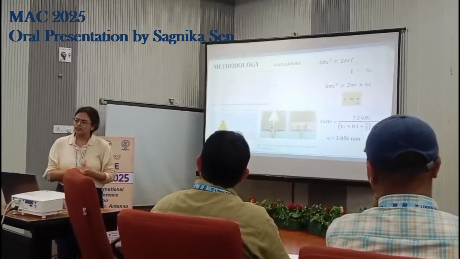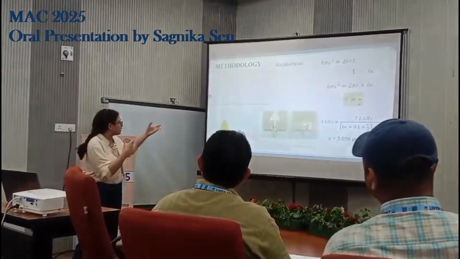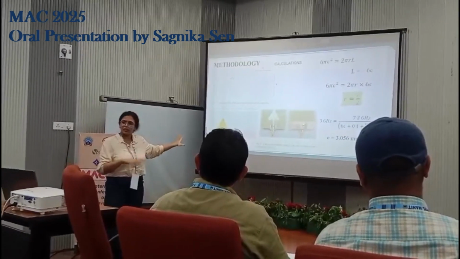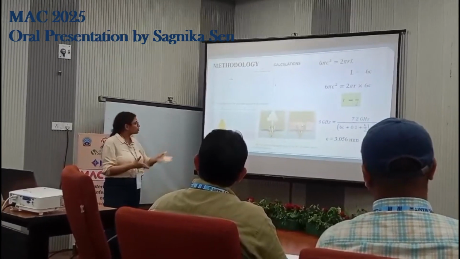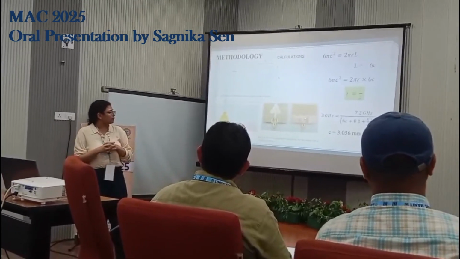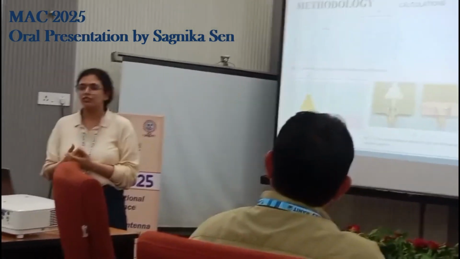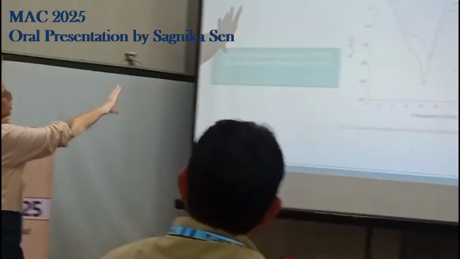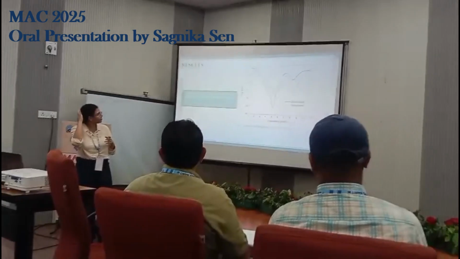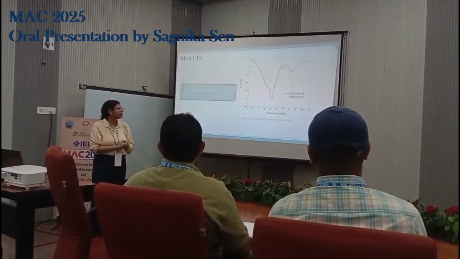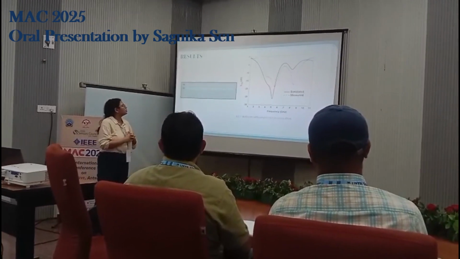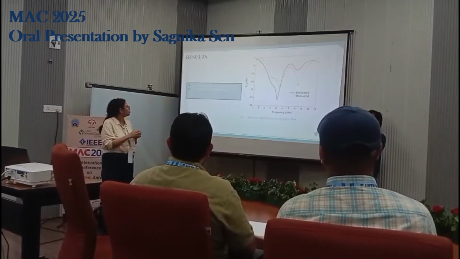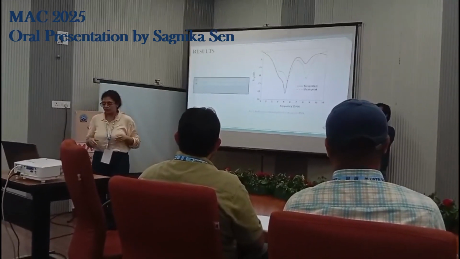For the next design, I did the same thing, and this time my radius came to be 3.056 millimeters. I simulated it on HFSS. I also fabricated the design and measured the S11 parameter on the vector network analyzer. This result shows the comparison between the HFSS simulated result and the VNA result. The dips here are at 5 gigahertz and 5.42 gigahertz respectively.